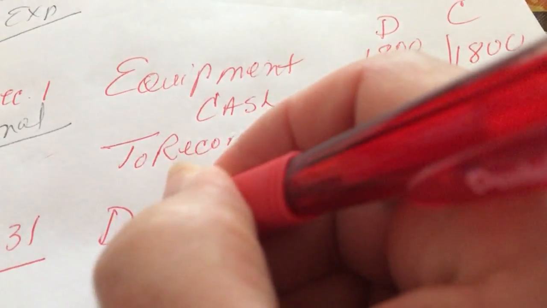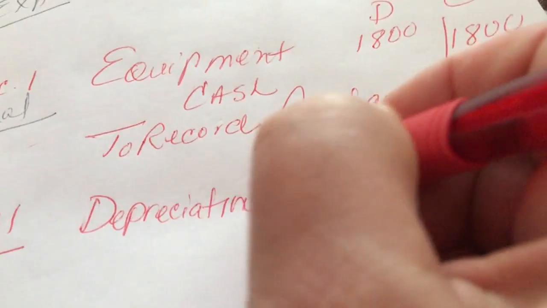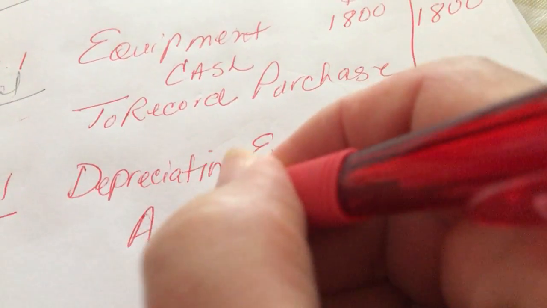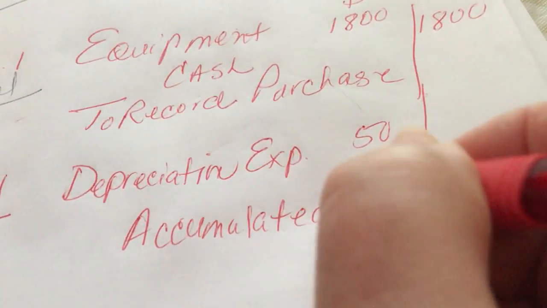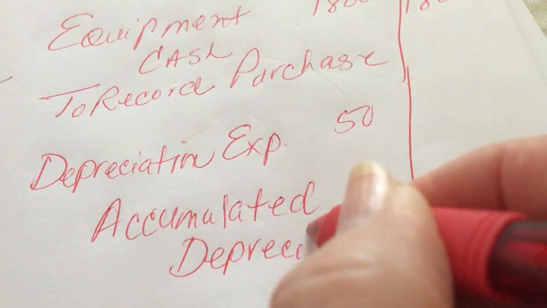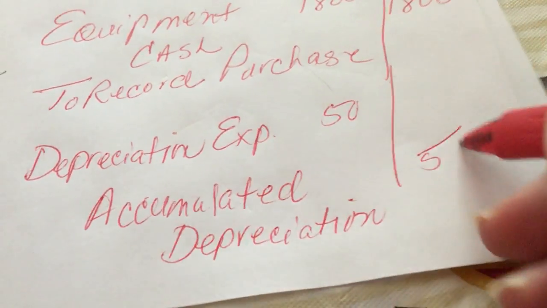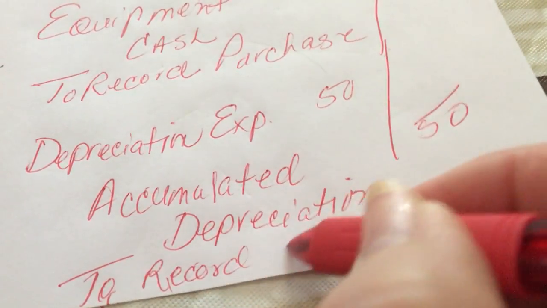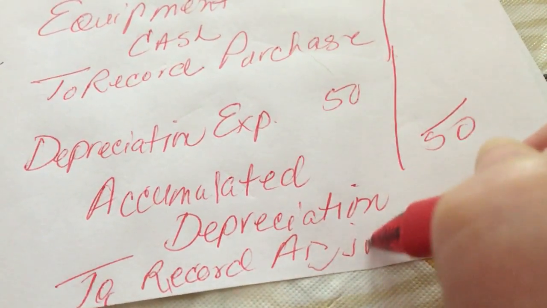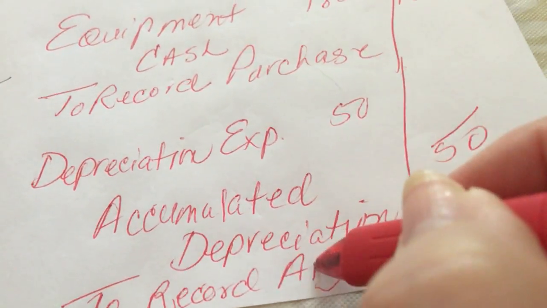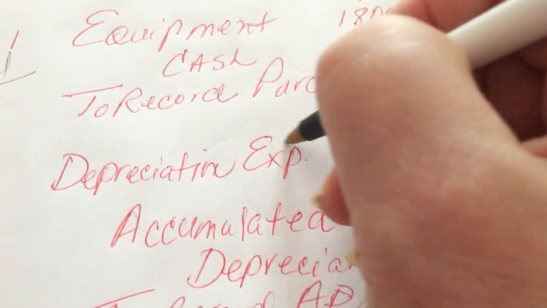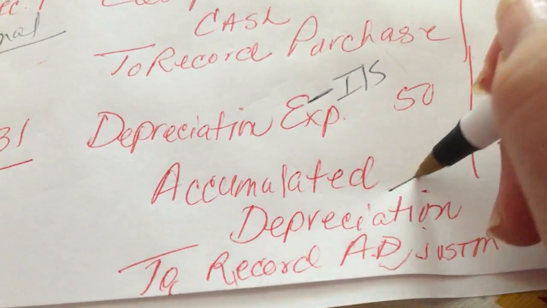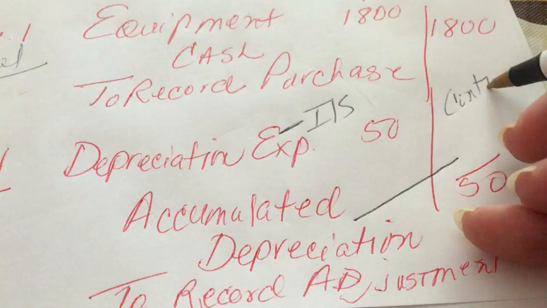You want to debit depreciation expense for $50, and you want to credit a new account called accumulated depreciation. Accumulated depreciation for $50. And this is to record the adjustment. Hard to write. This is to record the adjustment. Now let me show you where these accounts go. Here's your income statement account. It's an expense. This accumulated depreciation is a new type of account called a contra.